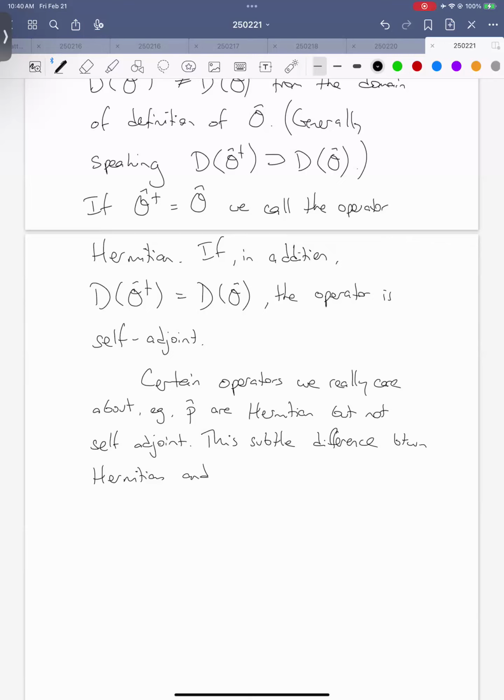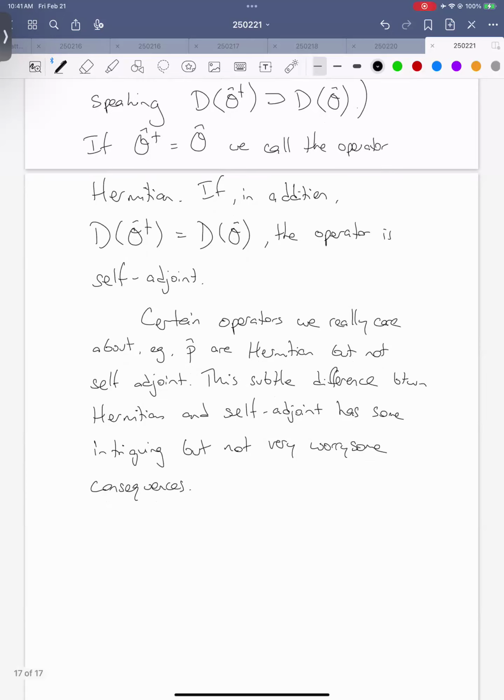So this subtle difference between Hermitian and self-adjoint has something intriguing, but not very worrisome consequences. Which is to say that we can basically ignore worrying about these consequences. That's why nobody tells you about this stuff in undergraduate quantum mechanics, for example.